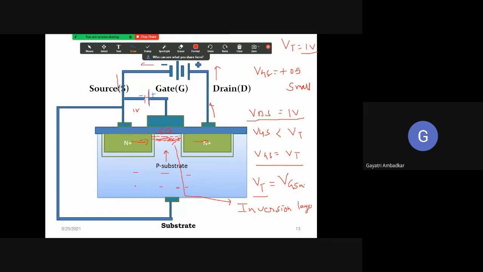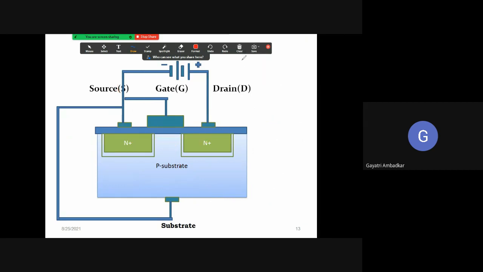So from source to drain, current conduction will start. But if your VGS is less than VT, then whatever VDS you are applying, no current conduction takes place. Okay. I will try to plot the VI characteristics.